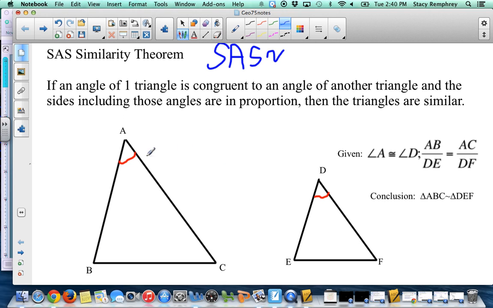The same idea where we have the included angles congruent, and then we have the corresponding sides in proportion. I can prove that the ratio of this side to this side is equal to the ratio of this side to this side, showing they're in proportion. Then I can conclude that the triangles are similar. So SAS similarity, still the included angle is congruent. Now, instead of these being congruent, they're going to be in proportion. Like, if the ratio of this is 2 to 1, the ratio of this is also 2 to 1.